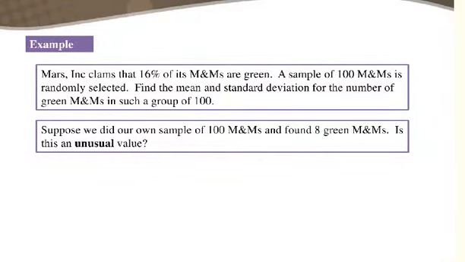Mars Inc. claims that 16% of its M&Ms are green. A sample of 100 M&Ms is randomly selected. Find the mean and standard deviation for the number of green M&Ms in such a group of 100 M&Ms. And then we'll suppose that we do our own sample of 100 M&Ms and find 8 green M&Ms. Would 8 be an unusual value?